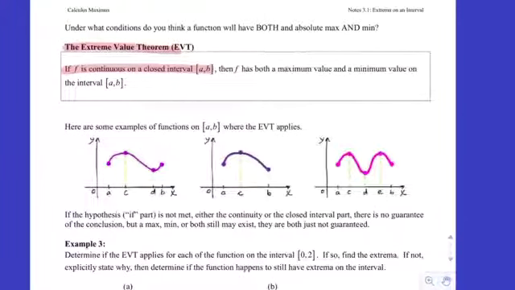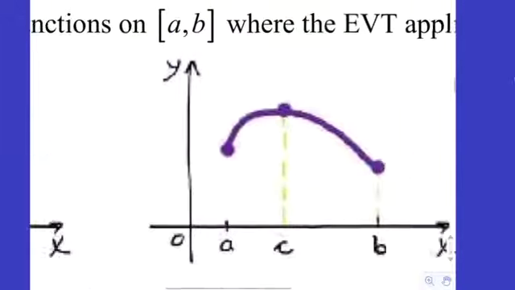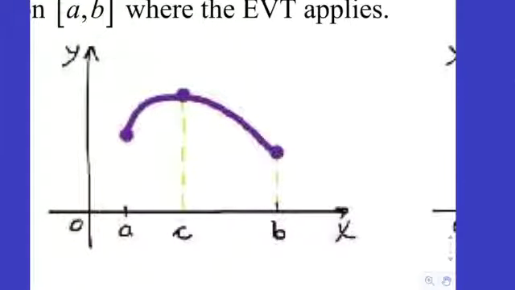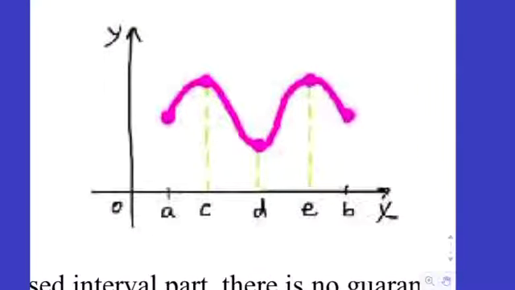Here are some examples where the EVT applies. Continuous on a closed interval. It's going to have a maximum of f of c and a min of f of d. They occurred where the derivative was 0. Here's another one that's continuous from a to b. It has an absolute max at c and an absolute min at b, an endpoint, and a place where the derivative is 0. And here's another one that's continuous from a to b. It has an absolute maximum of f of c at c and d, and it has an absolute minimum of f of d.